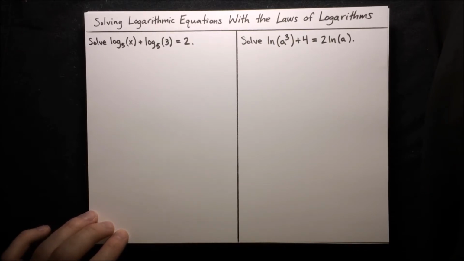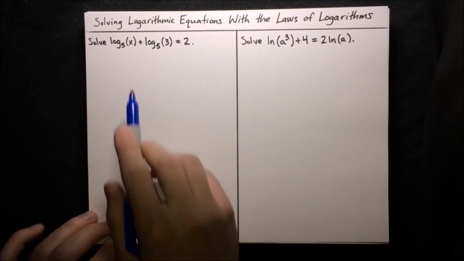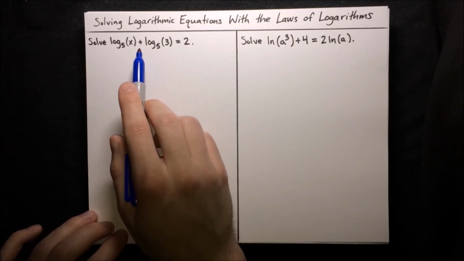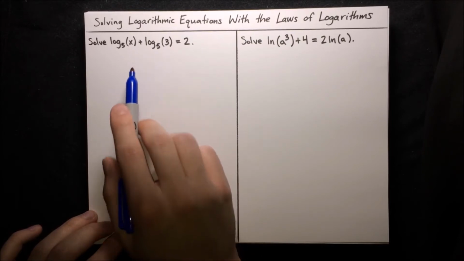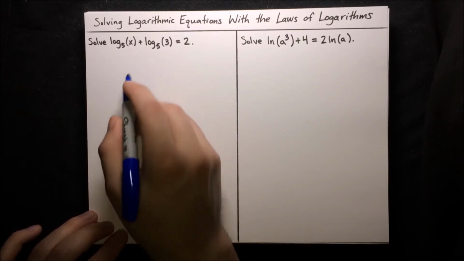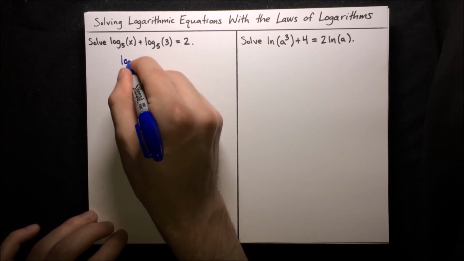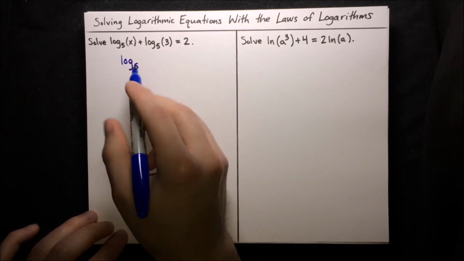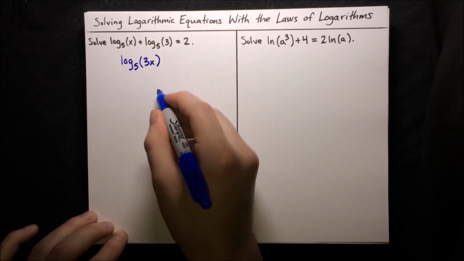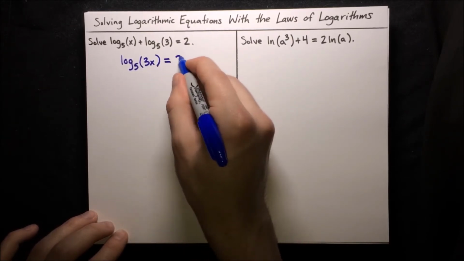Now, the way to solve this kind of equation is to try to combine all of the logs into a single log. Remember that addition between logarithms of the same base can be turned into multiplication of both of these expressions within a single logarithm. So we can turn this log base 5 of x plus log base 5 of 3 into log base 5 of x times 3, or just 3x. So log base 5 of 3x is equal to 2.